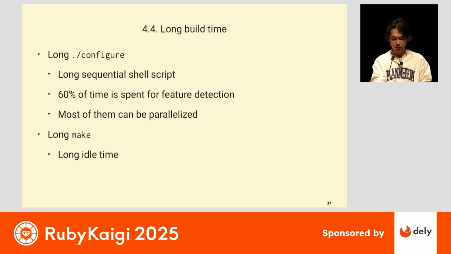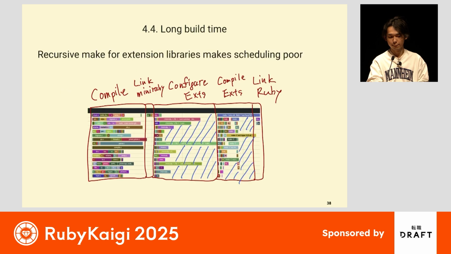So finally, let's talk about the build time. As we saw in the data analysis earlier, both configure and make phases are getting slower, and the configure script is essentially one long sequential shell script. These checks could theoretically be parallelized, but the current autotools-based system makes it difficult. And also the make phase has its own performance issue.